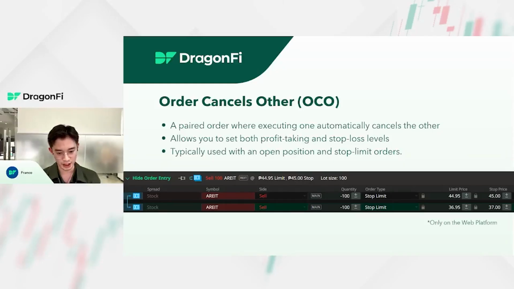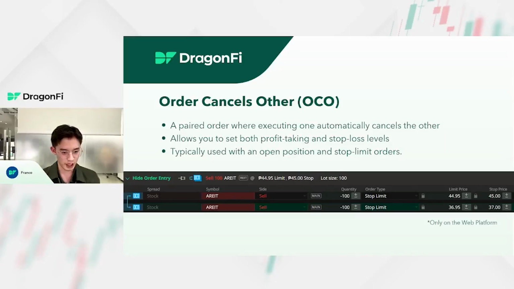In this example, I have set my stop price for taking profit at 45. My limit price is 5 cents lower at 44.95. And then for my stop loss, I set it at 37, and my limit price at 36.95. So 5 cents lower. This way, I get out right away when my order is triggered.